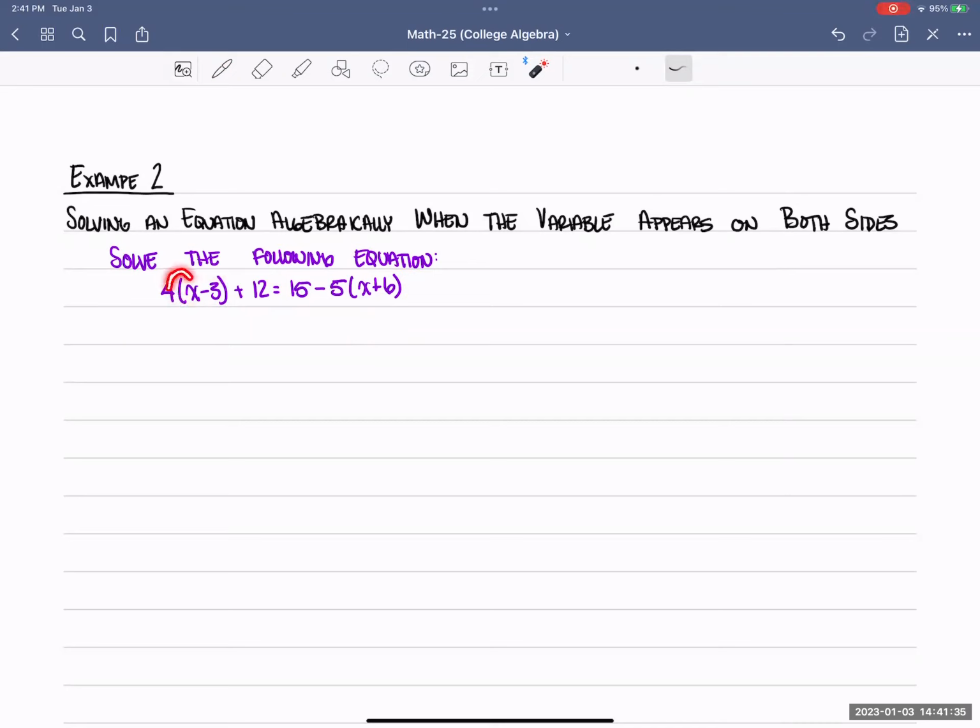So let's rewrite this problem. 4 times (x minus 3) plus 12 is equal to 15 minus 5 times (x plus 6). Starting off with this 4 is going to multiply with everything inside those parentheses. So 4 times x gives us 4x. 4 times negative 3 gives us negative 12.